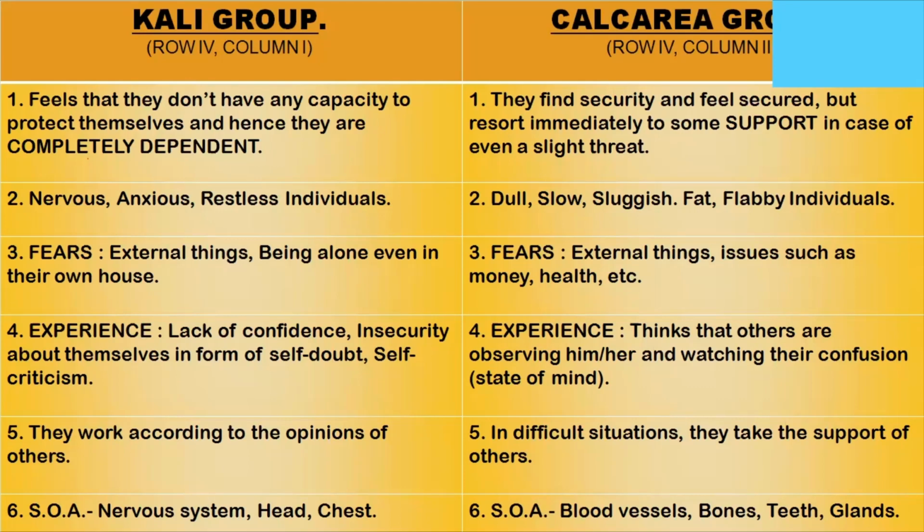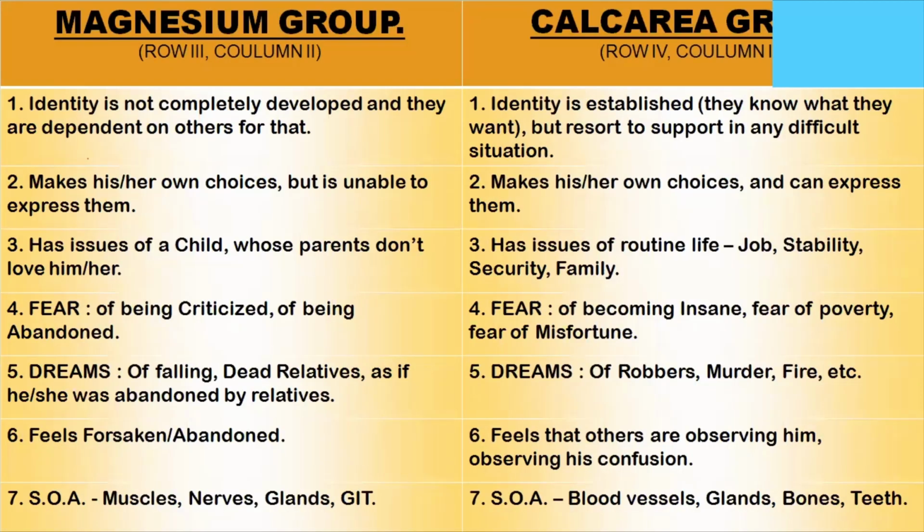Kali works according to the opinions of others. Calcarea, in difficult situations, will take the help of others. The sphere of action of the Kali group will be around the nervous system, head and chest. In case of Calcarea, it is blood vessels, bones, teeth and glands. When we compare Calcarea, security and support, with magnesium, both are column 2 elements. Magnesium is row 3 and Calcarea is row 4.